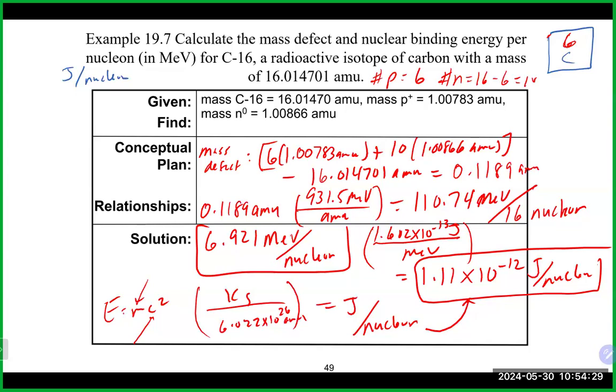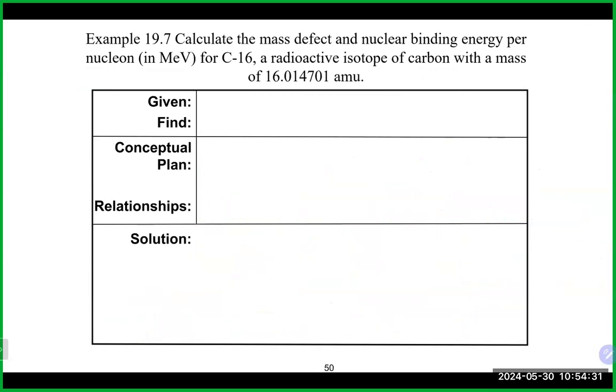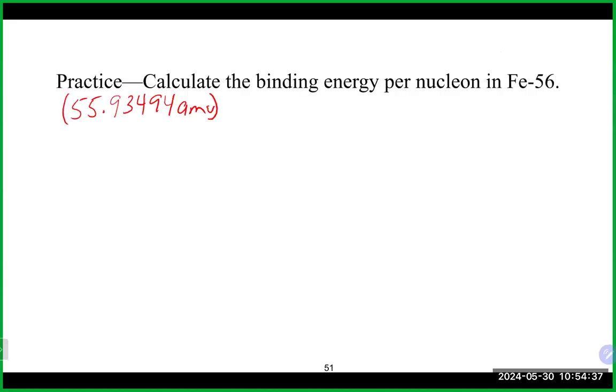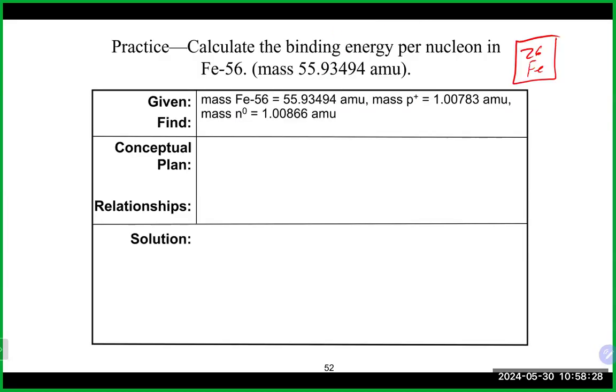All right, let's take a look at another one here. Iron 56 is 55.93494. Calculate the binding energy per nucleon. And iron, I'll try to do better this time, is 26 there. So we've got our protons at 26, and our neutrons are our mass number 56 minus 26, which would be 30. That's going to allow us to calculate our mass defect.